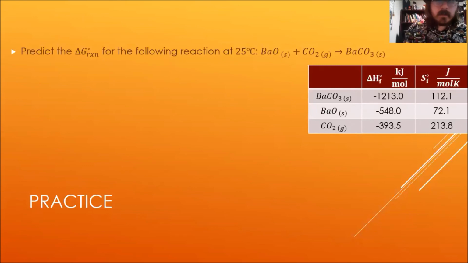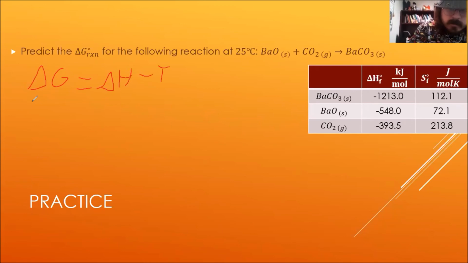So we learned our basic reaction is delta G equals delta H minus T delta S.